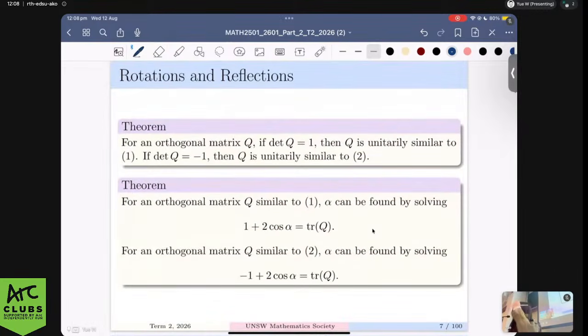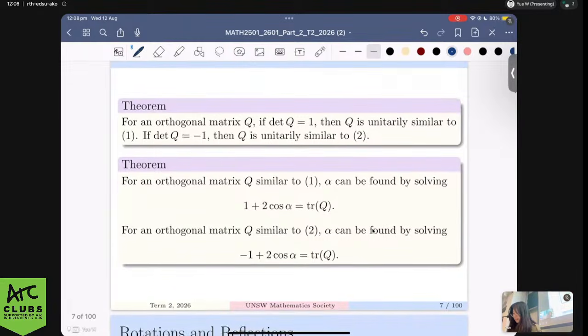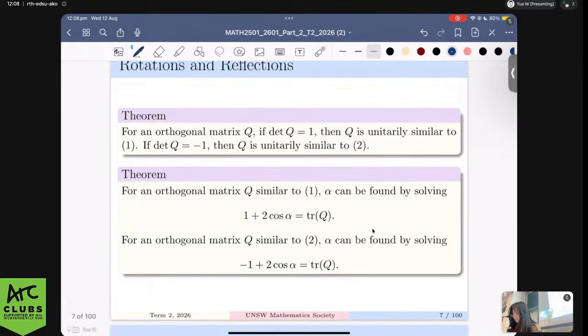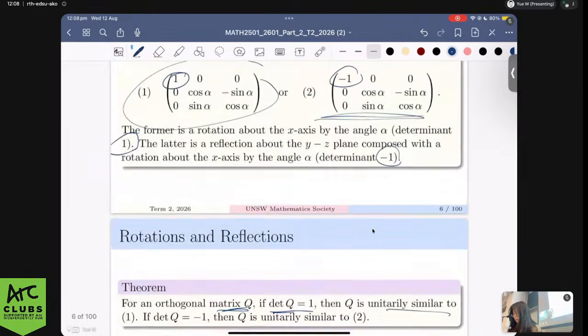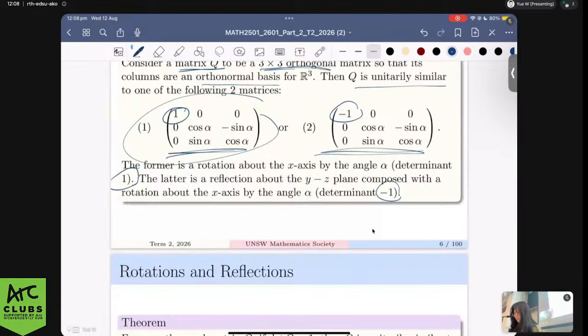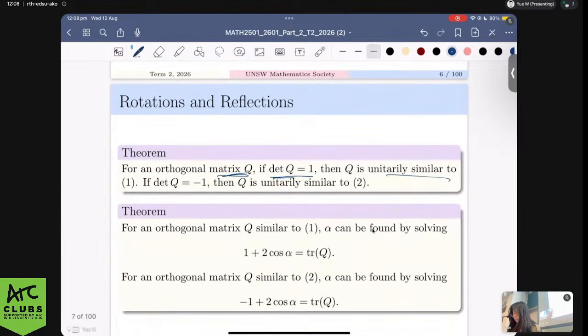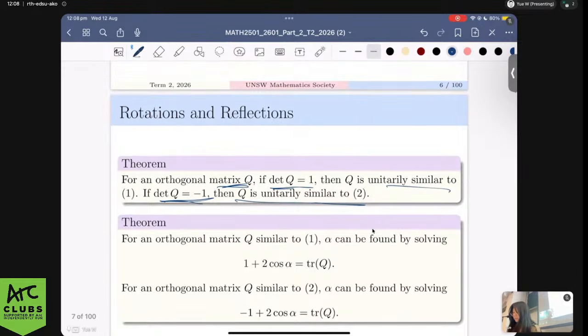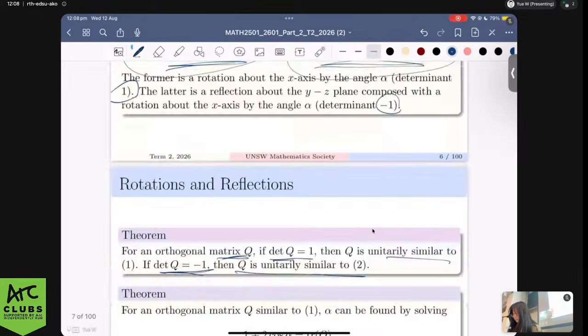Now we have some theorems relating to these matrices. For an orthogonal matrix Q, if the determinant of Q is equal to 1, then Q is unitarily similar to equation 1, this matrix here, as I've said before. And if the determinant of Q is equal to -1, then Q is unitarily similar to 2, this matrix here.